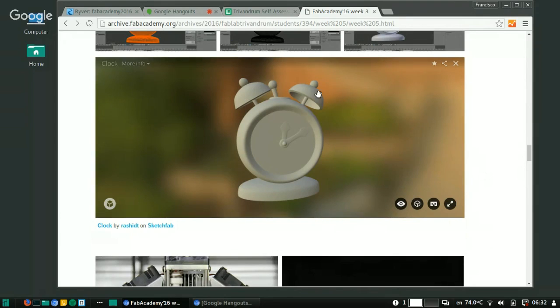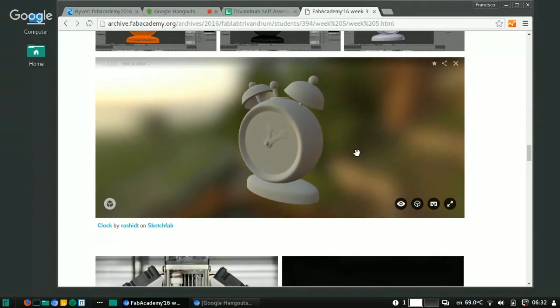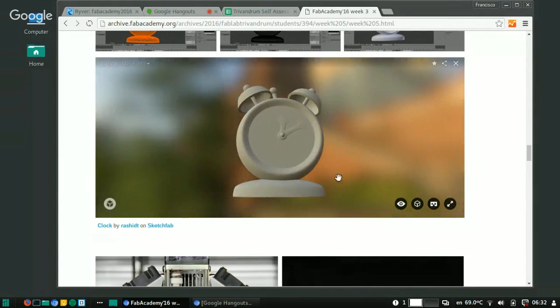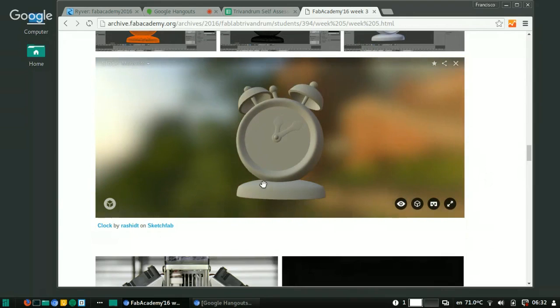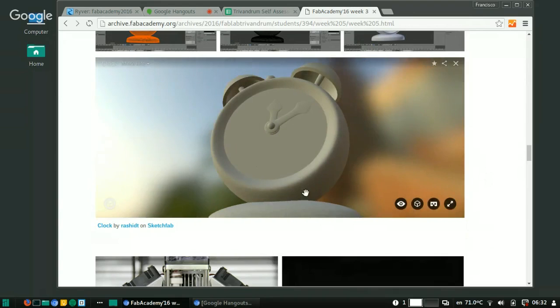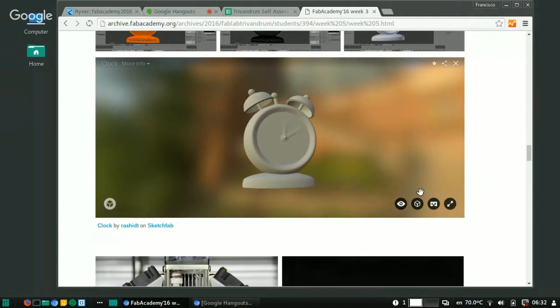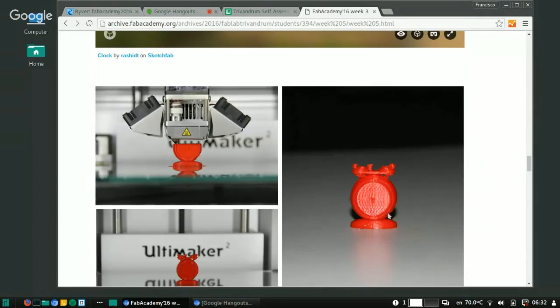Maybe you need to split this into parts, at least these two bells. It won't print in one go, like you want to. I wonder how these lower parts are also printed, because they look very flat at the beginning. So this is what you have to show: how these parts were printed, and how the parts that were difficult to print were handled.